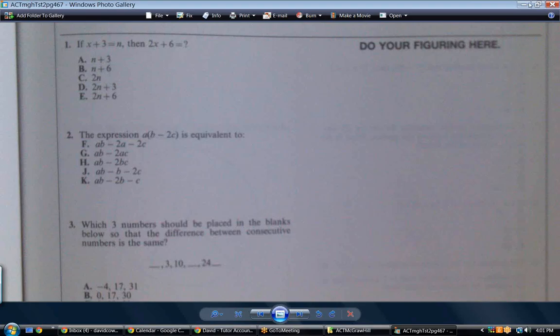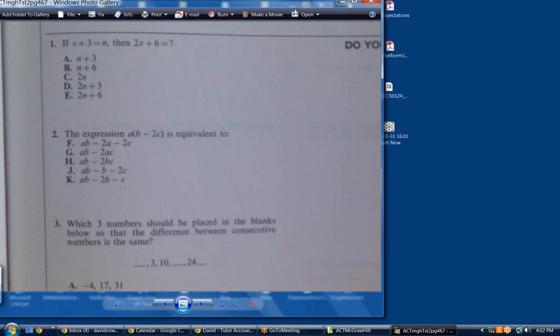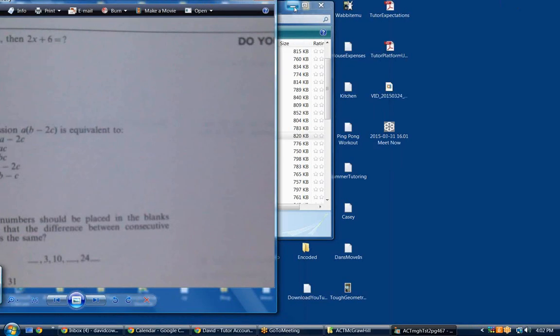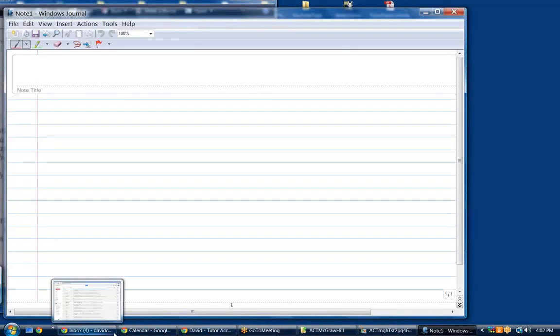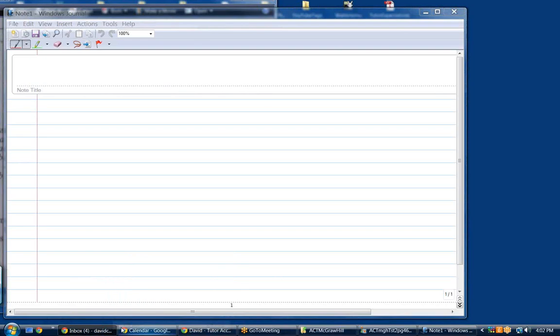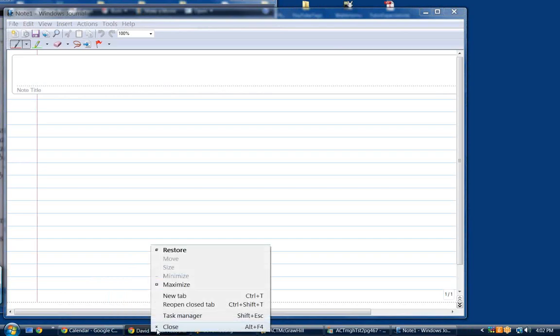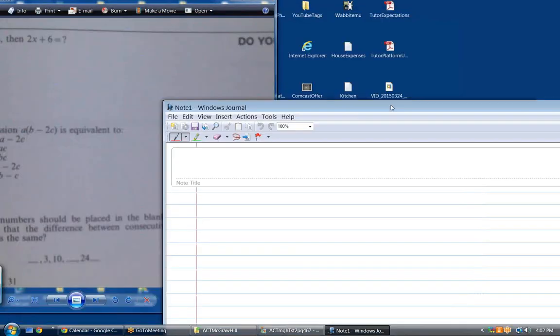And let me shrink this down so I can bring up my Windows Journal. And let me close out everything that I don't need open. Alright, hold on.